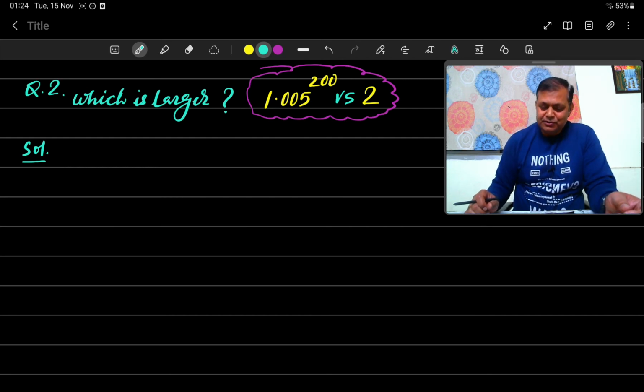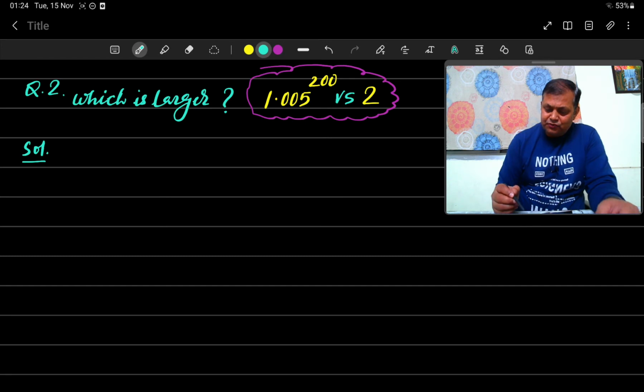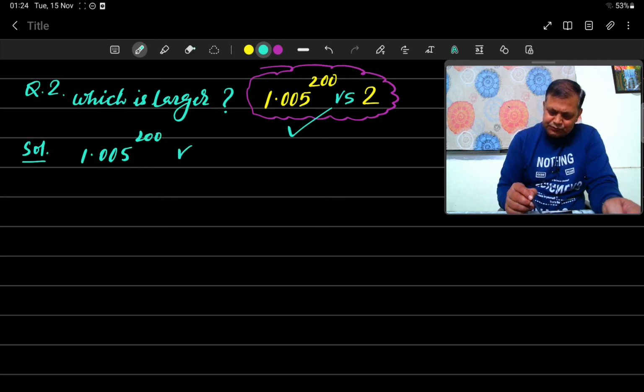And now we are going to solve a very typical question of Mathematics Olympiad. The question is written on your screen. You can see: which is larger, 1.005 to the power 200 versus 2? Of course, we have to start this solution. Just see here, 1.005 to the power 200 versus 2. We have to check which one is larger.